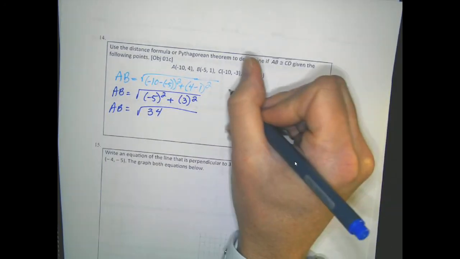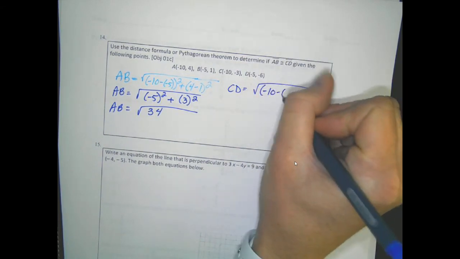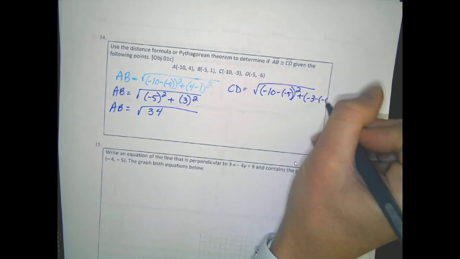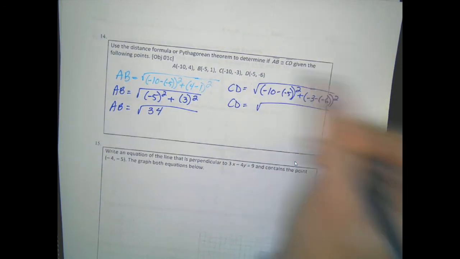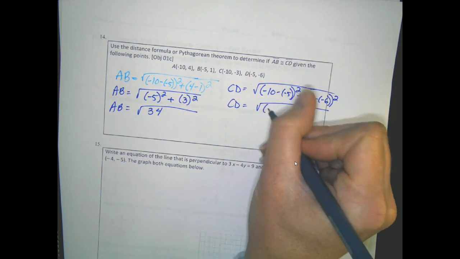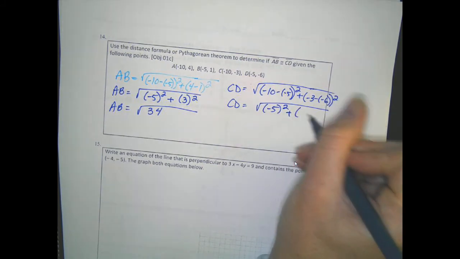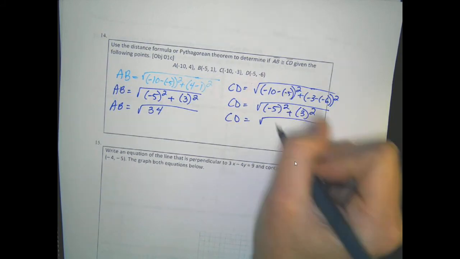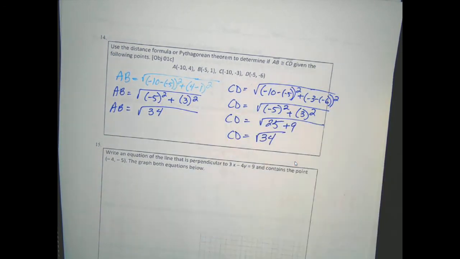Okay, the distance from C to D, we do the same thing. It's going to be -10 minus -5, squared, plus -3 minus -6, squared. -10 minus -5 is -10 plus 5, so it's going to be your -5 squared. -3 minus -6 is going to be 3 squared. And you can kind of predict what's going to go on. This is going to be -5 squared is 25 plus 9. So the distance from C to D is 34.